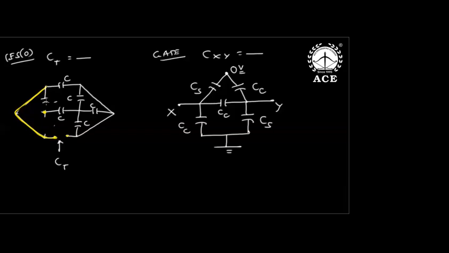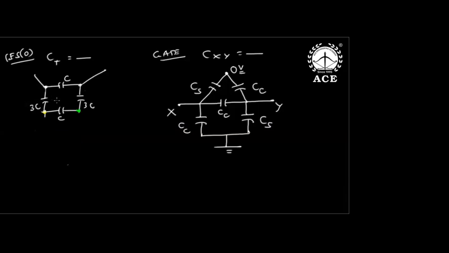Okay, this is 3C. And on the right side also, between this node and this single node, again C, C, C are parallel, so this also becomes 3C. So this is one terminal and this is one terminal, this is one terminal and this is one terminal.